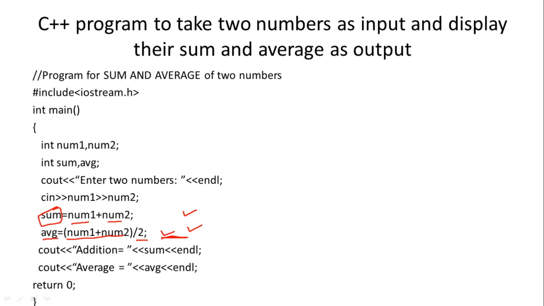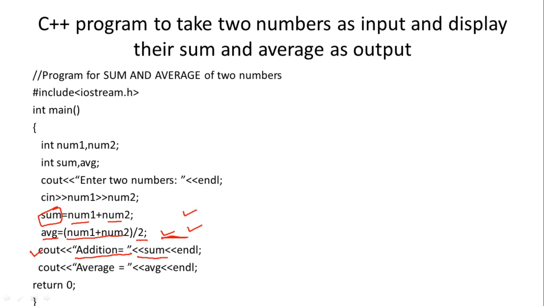Now these values should be printed as an output on the screen. So again, for printing the result, a cout statement will be used. So how are we writing the cout statement? Cout in double quotation "addition equal to". So it will be printed as it is. Then after this it is written sum.